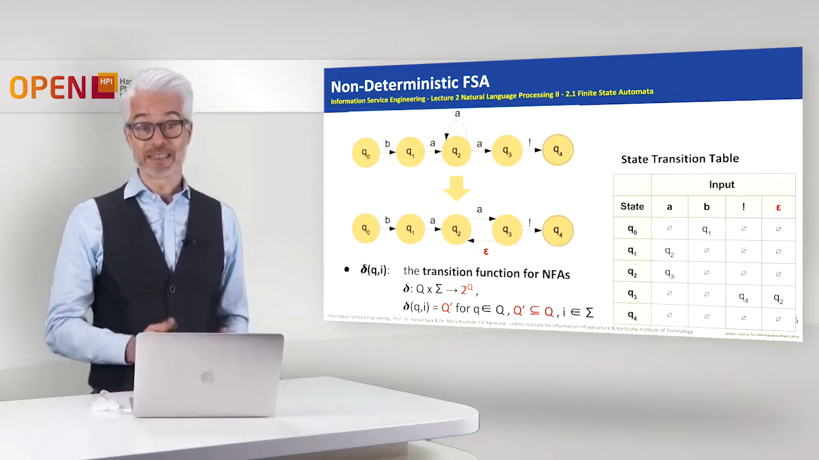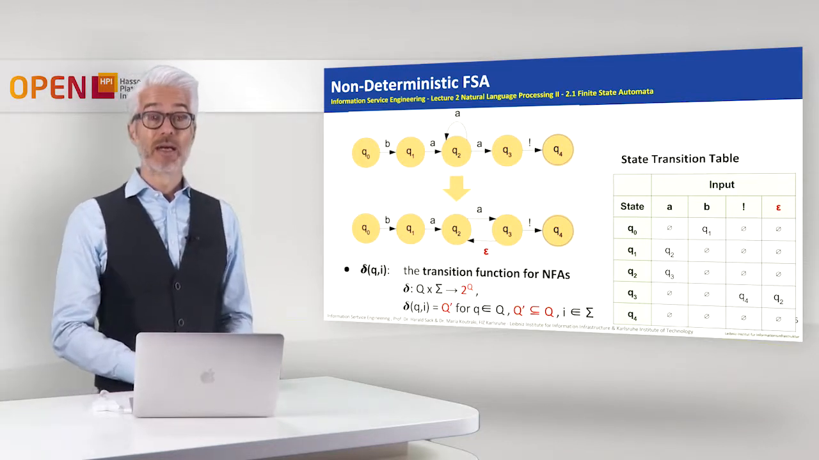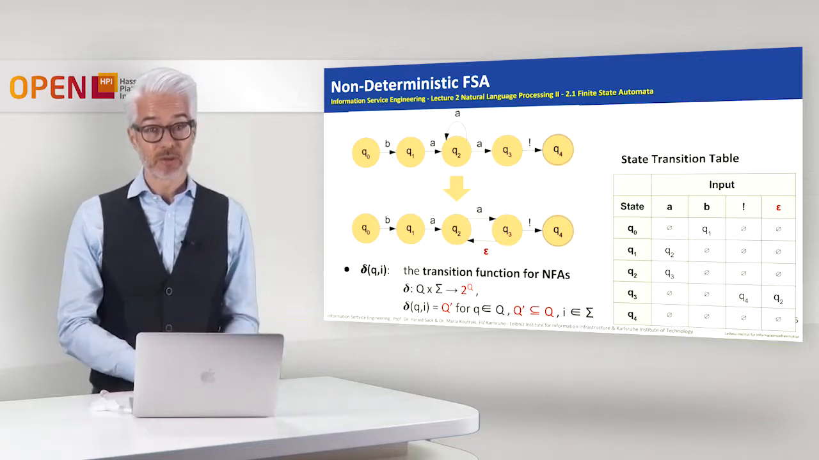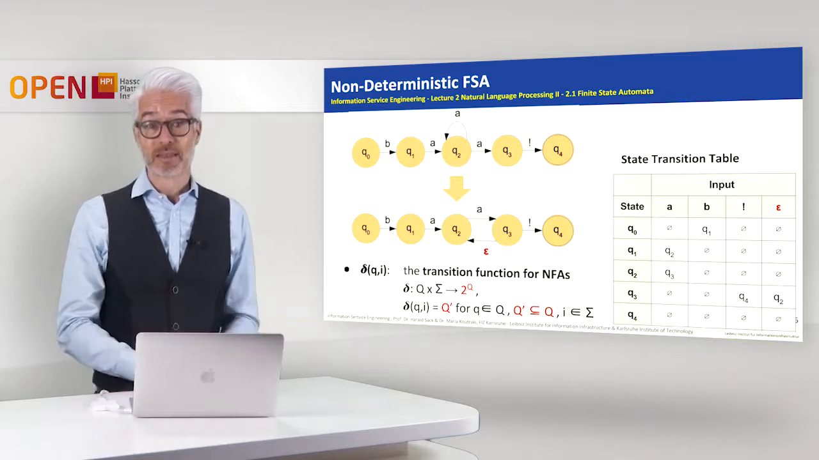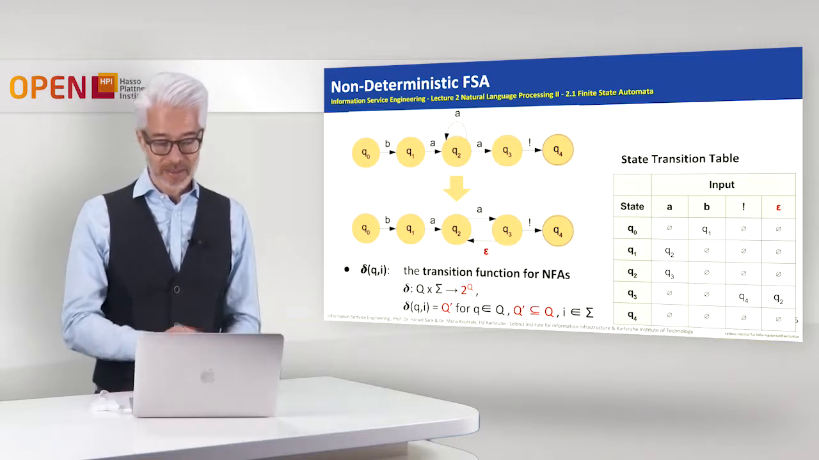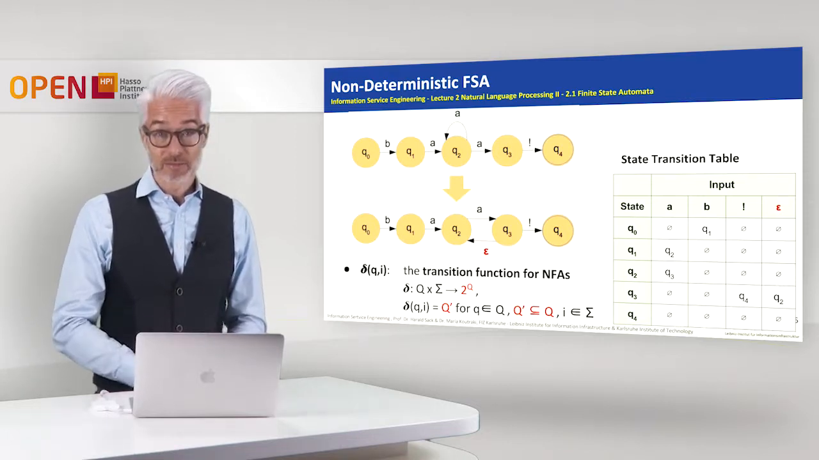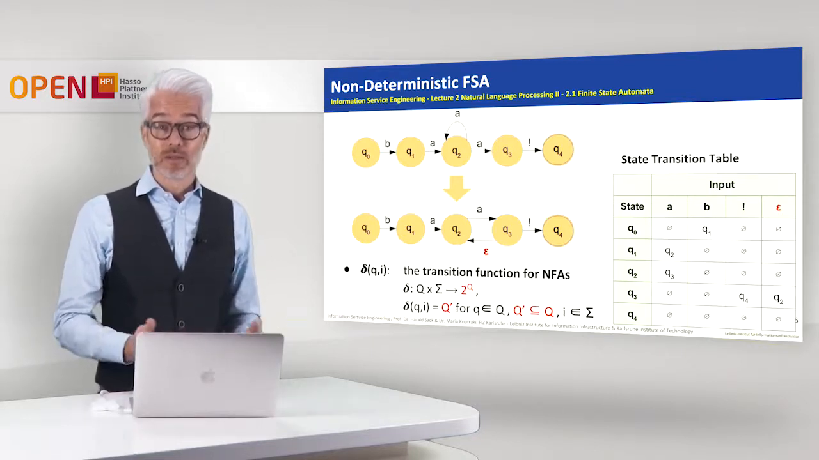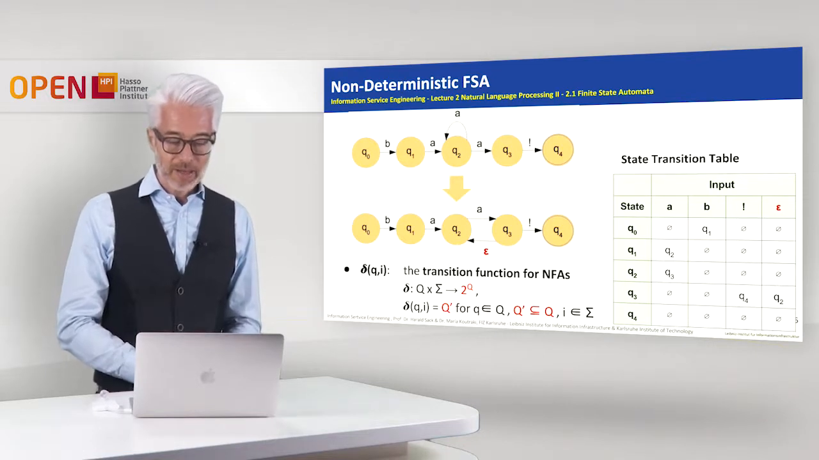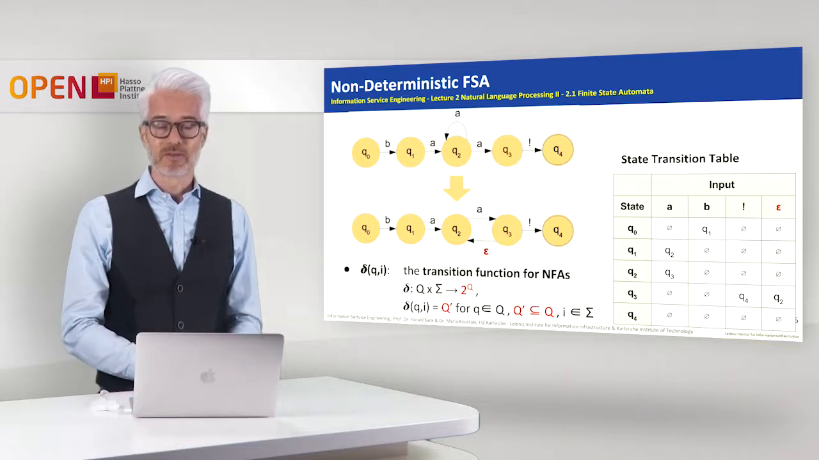For this, we have to extend the state transition function delta, which means now delta maps the set of states and the set of input symbols to the power set of, or any subset of, the set of states. So it's written as 2 to the power of Q, the power set of Q, which means delta(q, i) now results in q prime, where q is an element of big Q, and of course q prime is a subset of the set of states Q.